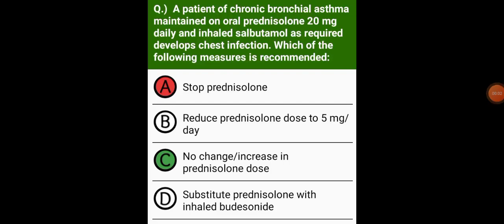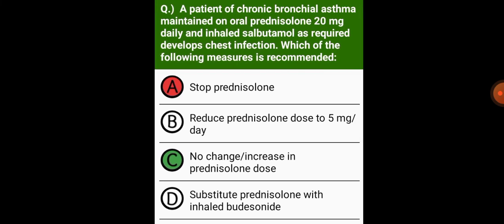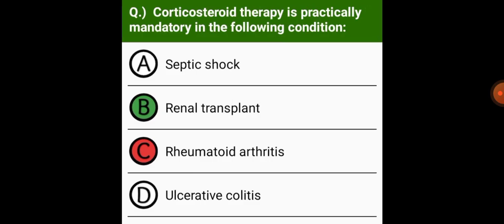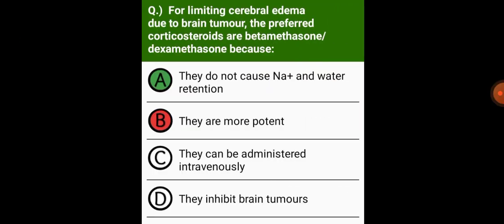A patient of chronic bronchial asthma maintained on oral prednisolone 20 mg daily and inhales salbutamol as required develops chest infection. Which of the following measures is recommended? No change or increase in prednisolone dose. Corticosteroid therapy is practically mandatory in the following condition: renal transplant.